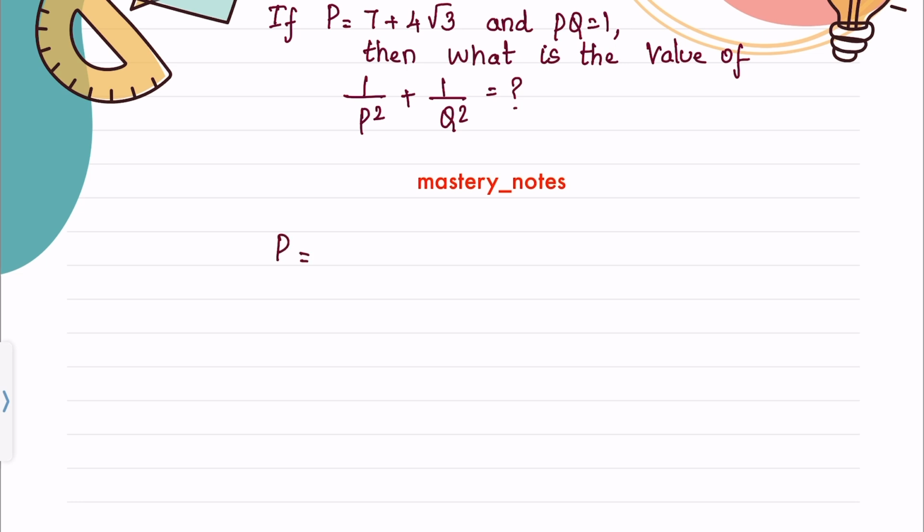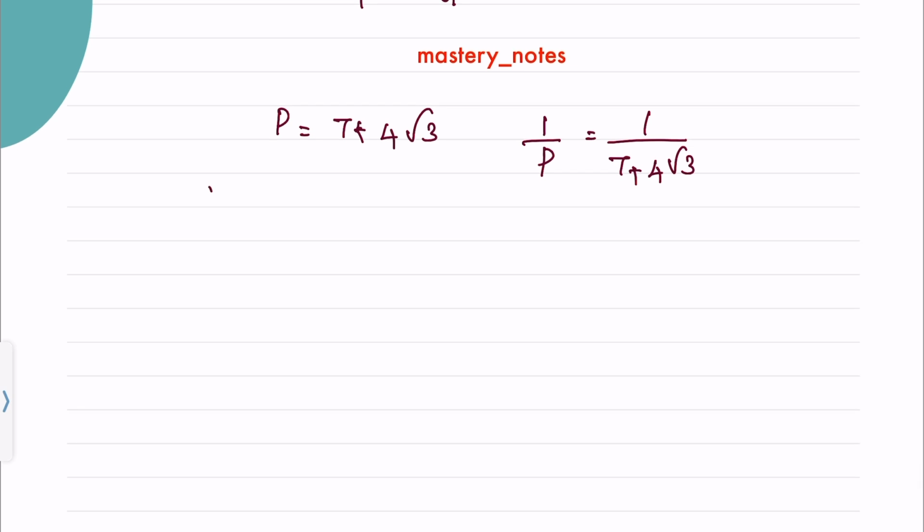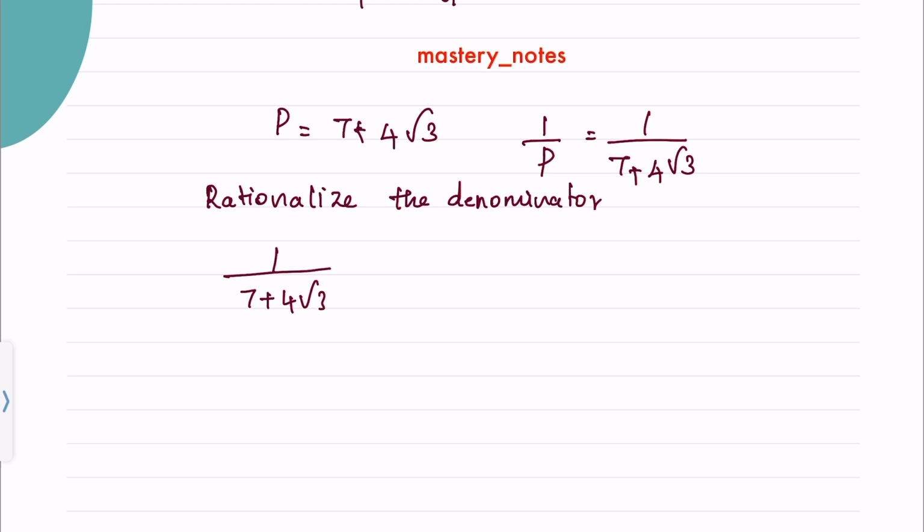So P is equal to 7 plus 4 root 3, and we can write 1 by P as 1 by 7 plus 4 root 3. Now let us rationalize the denominator. The rationalizing factor of 7 plus 4 root 3 becomes 7 minus 4 root 3. So we have to multiply both numerator and denominator with 7 minus 4 root 3.